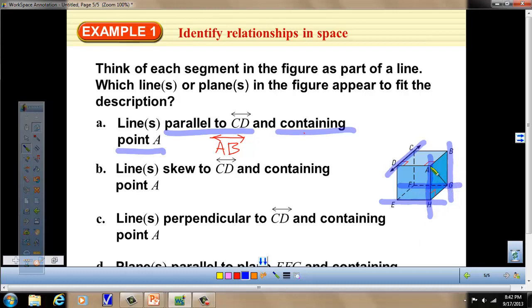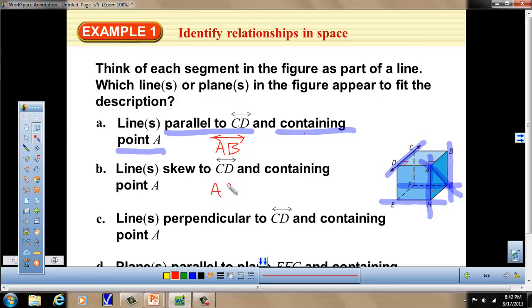And finally, AG is another one that is not parallel but doesn't cross line CD. In this case, there are two lines that are skew and also containing point A. That would be line AG. Hopefully you can see that. And the other one is line AH. Remember, it had to contain point A.